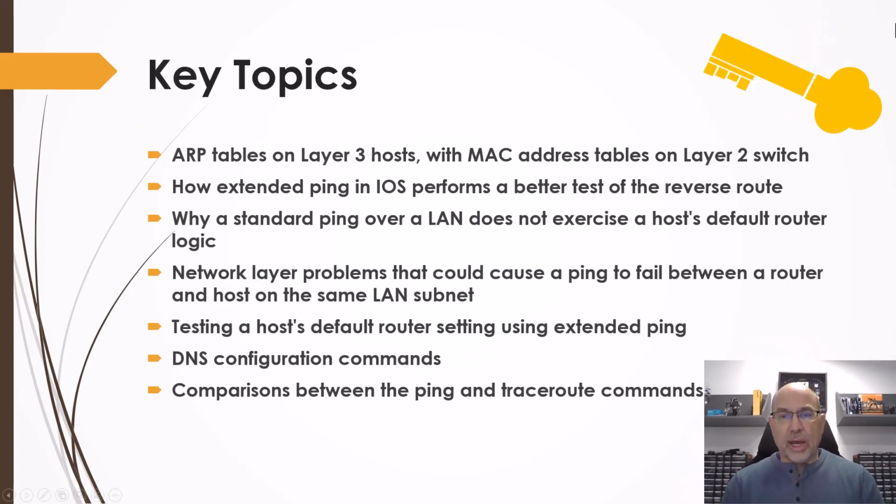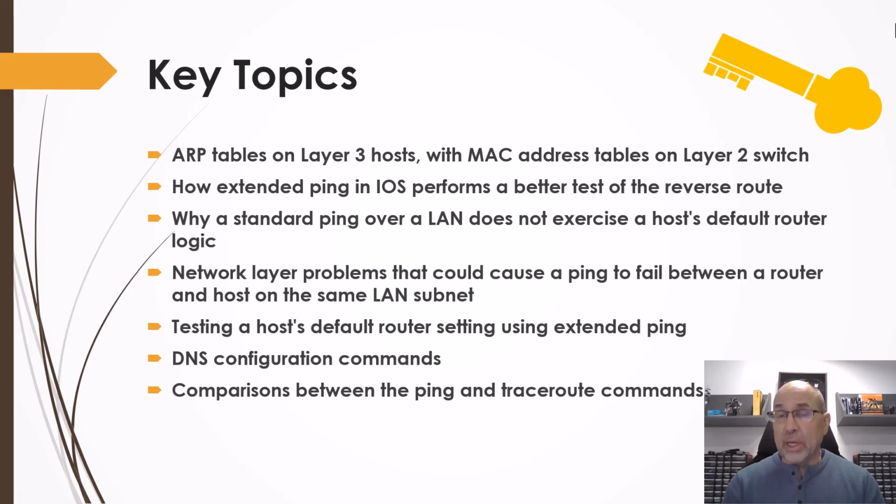So here's our key topics, right? We've got tables. Our forwarding rules are all about the tables that we have. So we have the host routing, host ARP, we have a switch SAT, we have a router ARP, we have a router routing table. So lots and lots of tables. Get to know those tables, get to know the operation, and you've got it down.